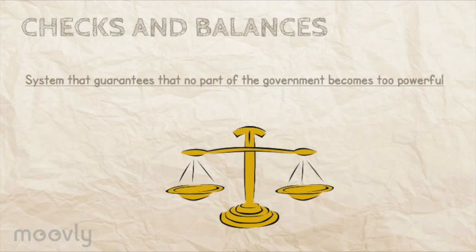The legislative branch can remove a president or judge if he or she is not doing their job properly. The executive branch appoints the judges and the legislative branch approves the choice. They limit each other's power.